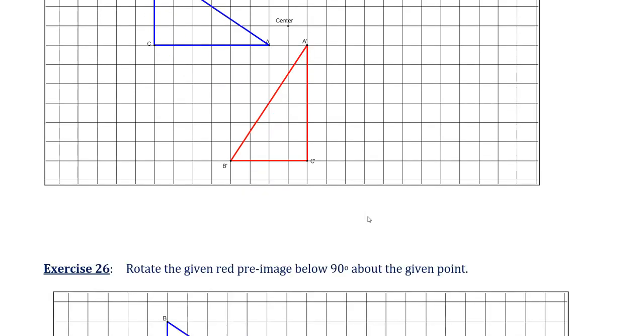So exercise, rotate the red pre-image above 90 degrees about the given point. So continue. You rotate this one 90, now rotate that one 90 more, 90 degrees.